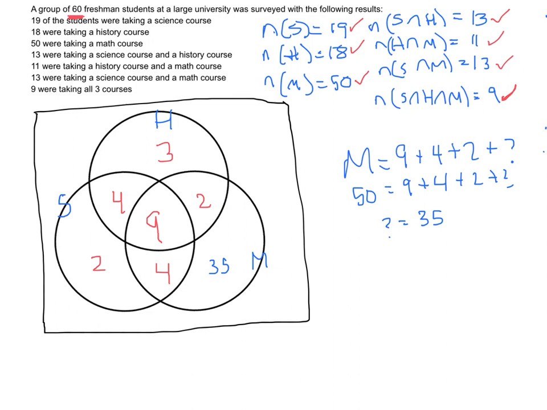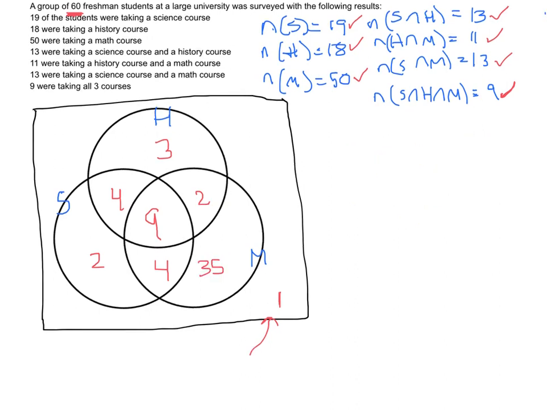However, we know that 60 freshmen were actually interviewed, which means that of the 60 freshmen that were interviewed, there's actually 1 freshman sitting out here in the universe. And that 1 freshman, what it means is he doesn't take history, he doesn't take science, and he doesn't take math. So 60 freshmen were interviewed, 59 of them take some combination of science, history, math, 1 doesn't take any of them. So now, at this point, the Venn diagram is complete. So now we have all of the information, and now we can actually go ahead and answer a question.